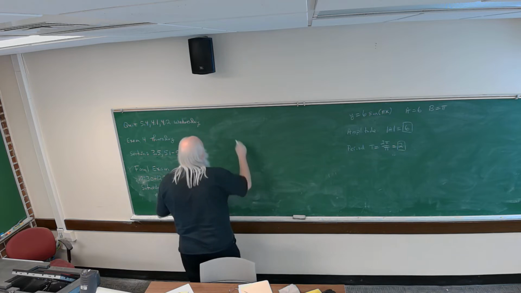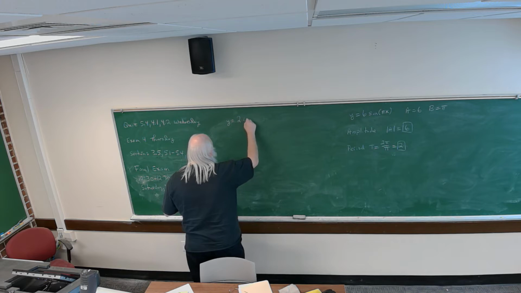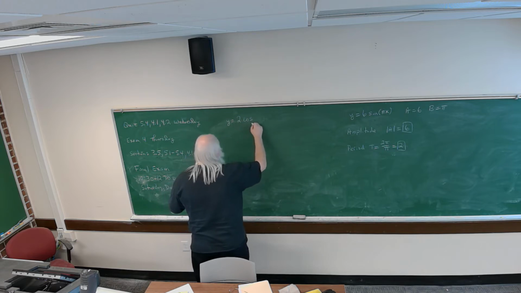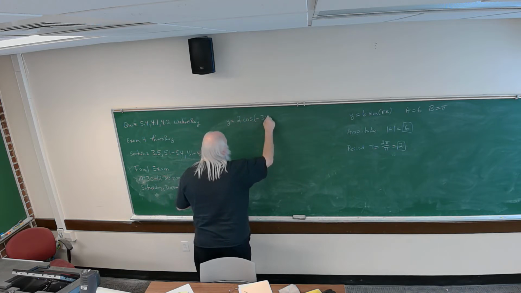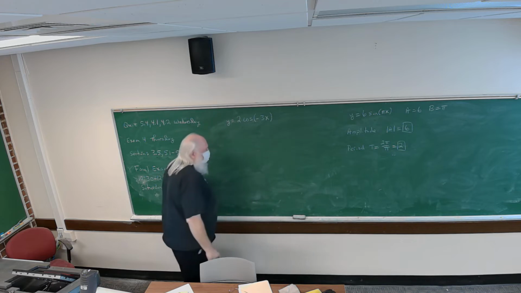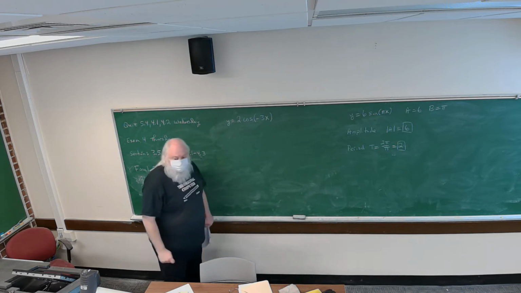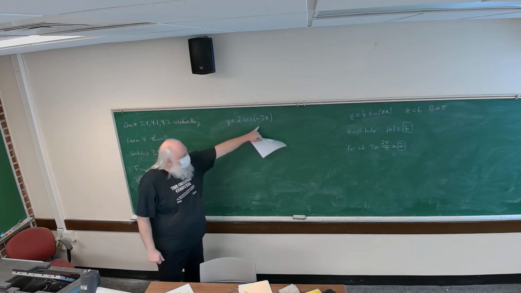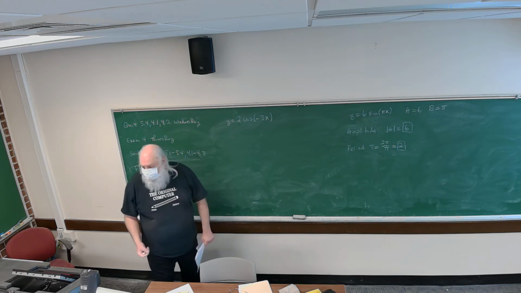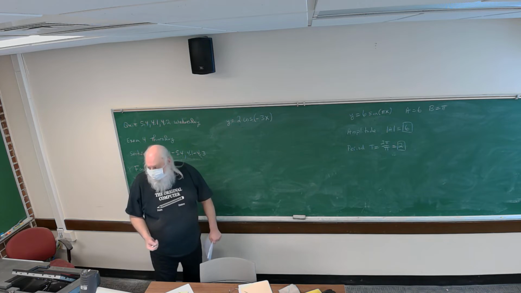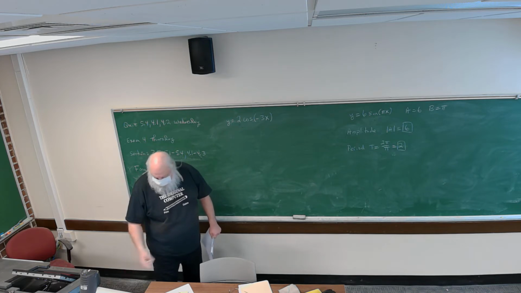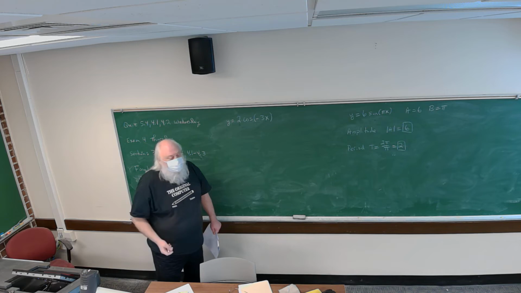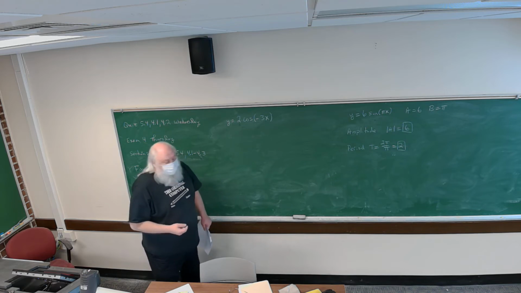In the next example, we have y is equal to 2 times the cosine of minus 3x. Now first, you might be inclined to say, well, a is equal to 2 and b is equal to negative 3. But b can't be negative, can it? The rectangle says b has to be greater than 0. So how do we get rid of that minus sign?